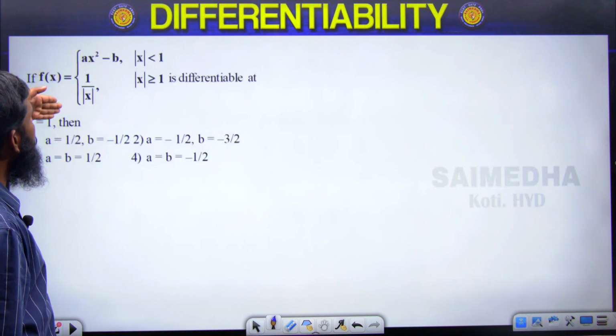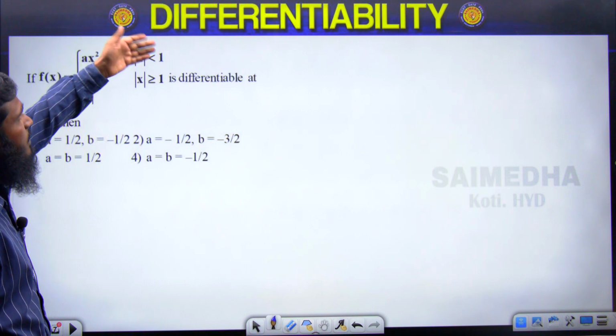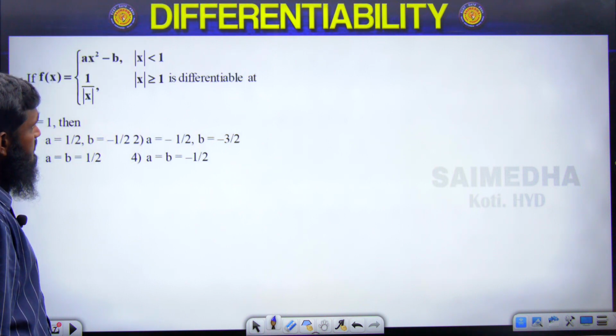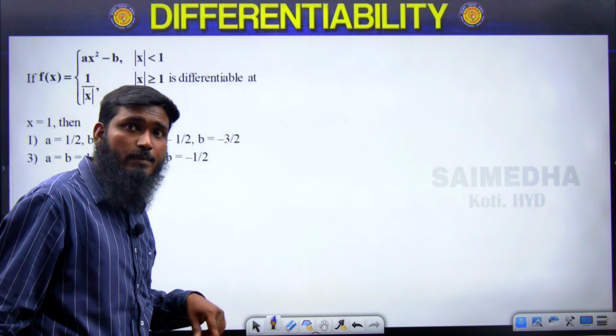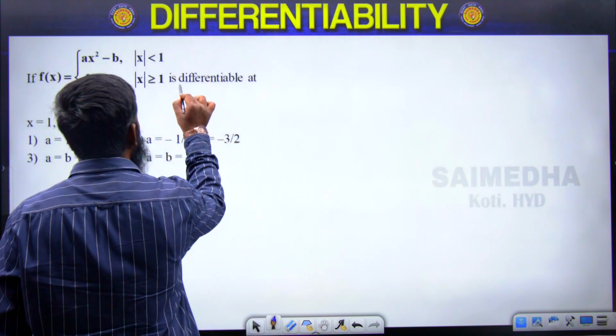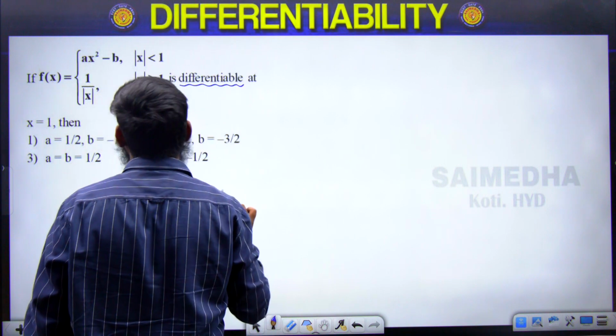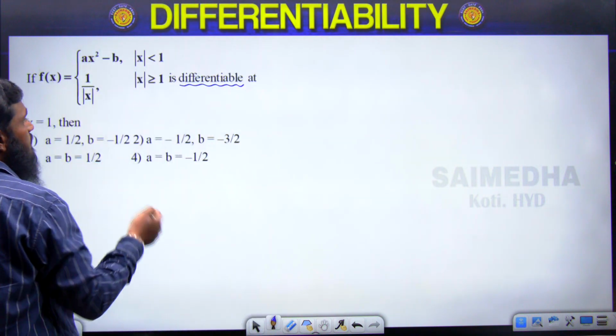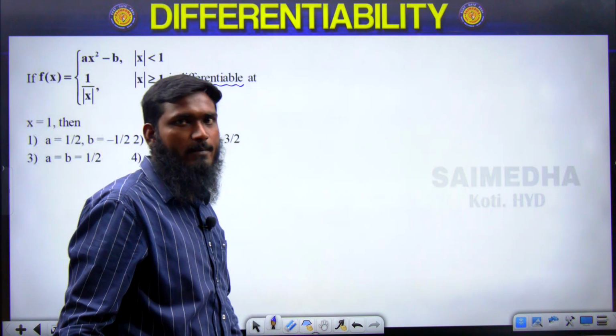If f of x is equals to ax square minus b, mod x is less than 1, and 1 by mod x if x is greater than or equal to 1, is differentiable. Already it is given that it is differentiable. Then we have to find out the a value and b value over here. Okay. Now let us see this part.